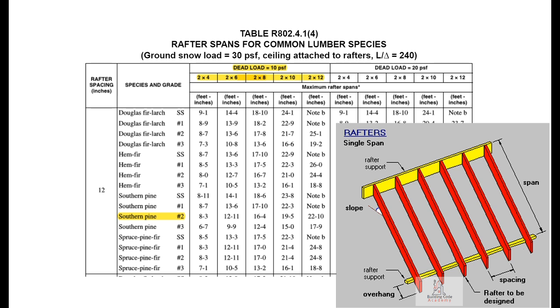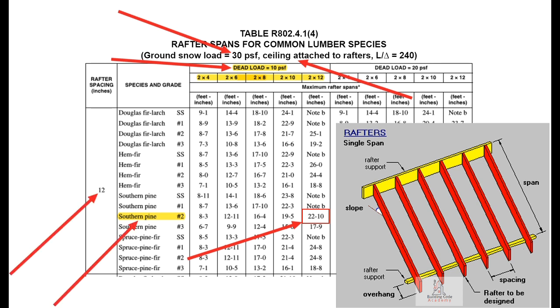Rafter max span is 22 feet and 10 inches when structural ground snow load is 30 psf, dead load 10 psf, ceiling attached to rafters, spaced 12 inches, with southern pine number 2. Rafter nominal size is 2 by 12 inches.